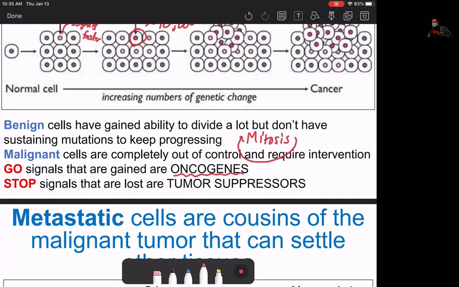There are 2 other names for this stage. What happened to our go and stop genes? You can now call these oncogenes. You can now call stop signals tumor suppressors if you want, now that we're in this stage of what we're looking at with out of control mitosis.